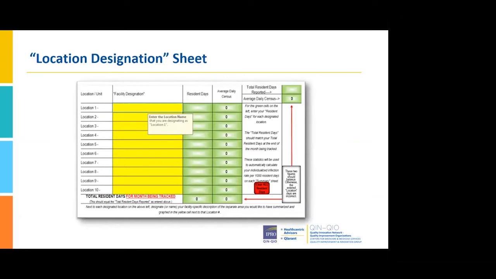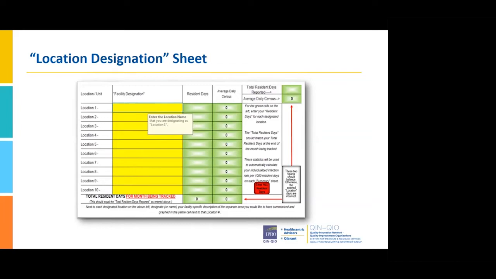This is a screen print of the location designation sheet. This tab is part of the initial setup before you start actually using the tool itself. On this sheet, you may enter specific identifying names for separate graphs and summaries, be they floor or unit names, neighborhood names, whatever works for you. This is also the tab where you have the opportunity at the end of the month to enter your resident days for the month, both facility-wide and location-specific if you wish. These resident days are used to automatically calculate the statistics in the summary tables.